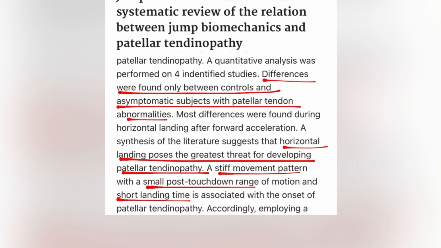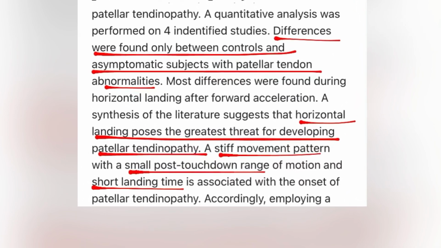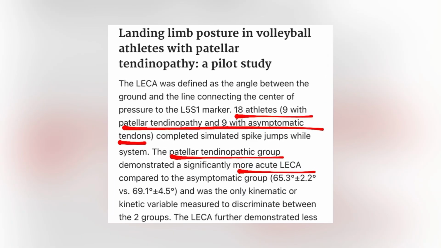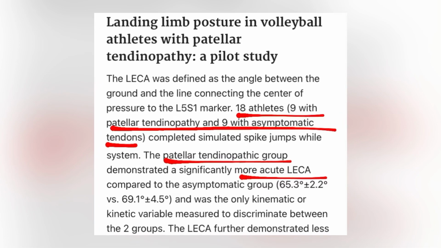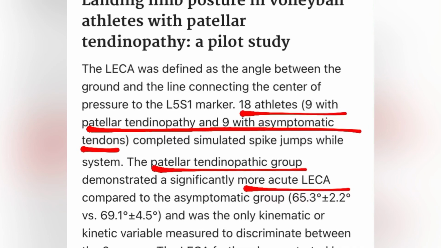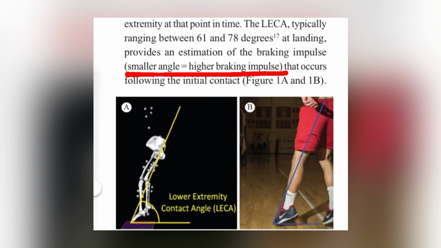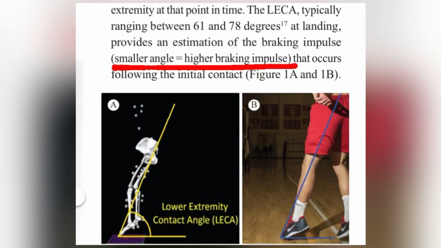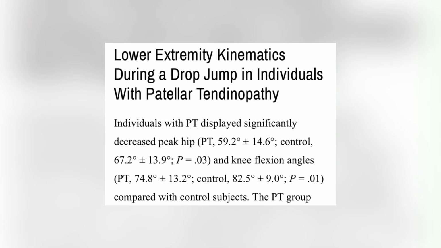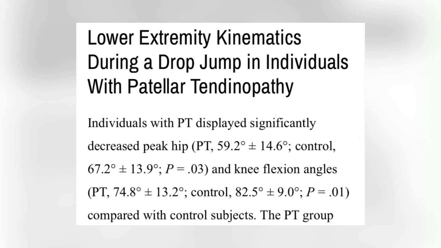In this study, jumper's knee or lander's knee, they saw that a short landing time is associated with the onset of patellar tendinopathy. When athletes only land stiffly, they're more likely to develop patellar tendinopathy. In this study, they saw that the patellar tendinopathy group, the people who actually had it, had a more acute lower extremity contact angle. This is causing more stress on the patellar tendon because the smaller angle means a higher braking impulse. The patellar tendon has a lot more force that it has to absorb. It has to work very hard. So in this study, they looked at the drop jump. People with patellar tendinopathy had less knee flexion angles than the controls.